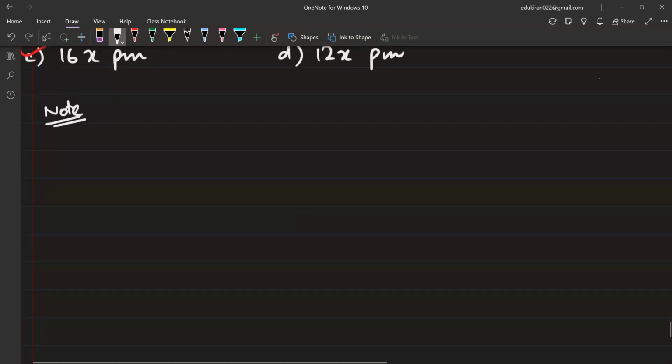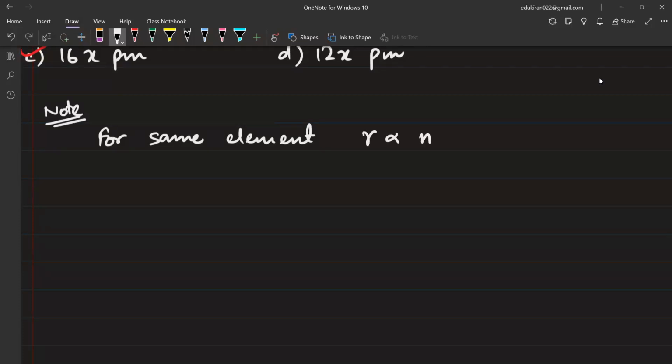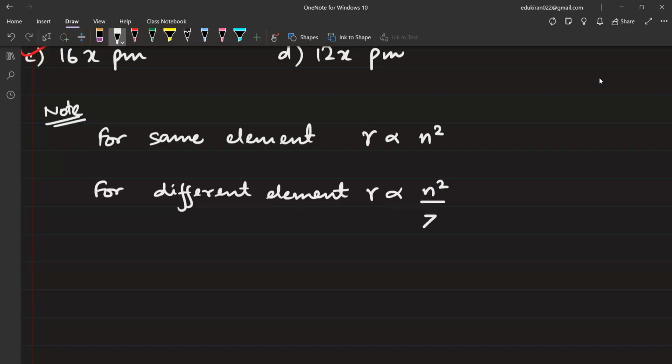चलिए, नाउ राइट अ नोट। You saw that for same element, the radius is only proportional to n square. सिर्फ ऑर्बिट पे डिपेंड करेगा, बिकॉज Z तो आपका सेम रहेगा। For different element, the radius will be directly proportional to n square and inversely proportional to Z. ठीक है, क्या मतलब है इसका?